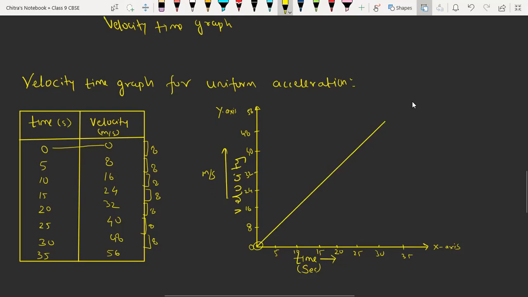Okay. So here we have the first point from 5 to 8. Then we have 10 to 16 here. Then we have 15 to 24 here.